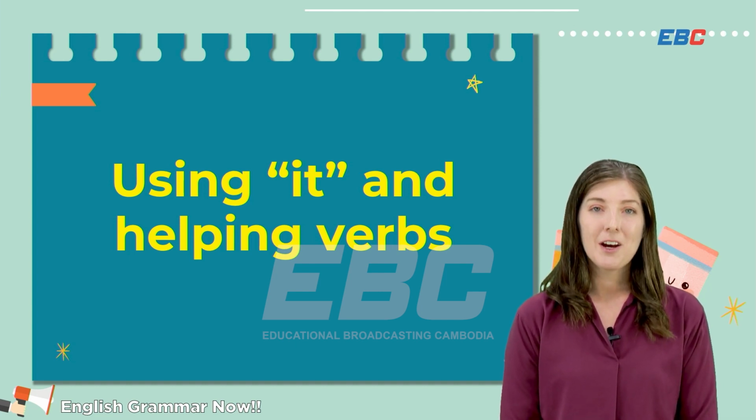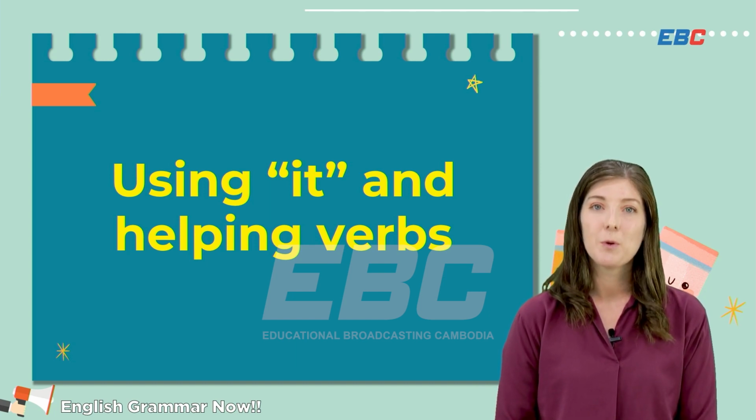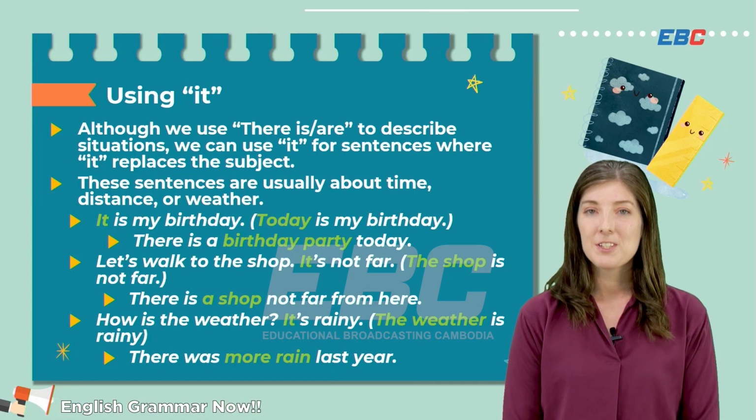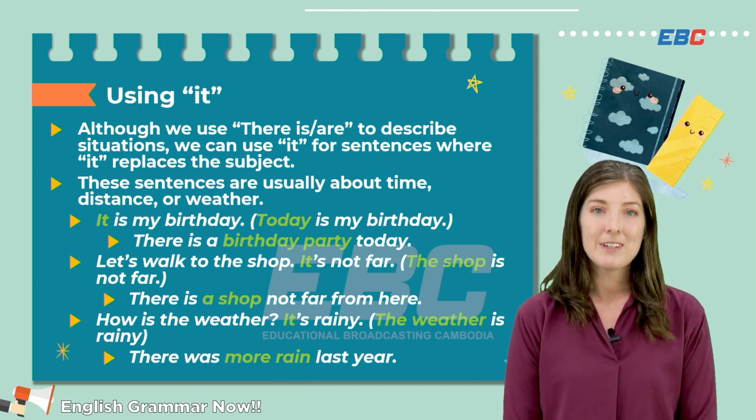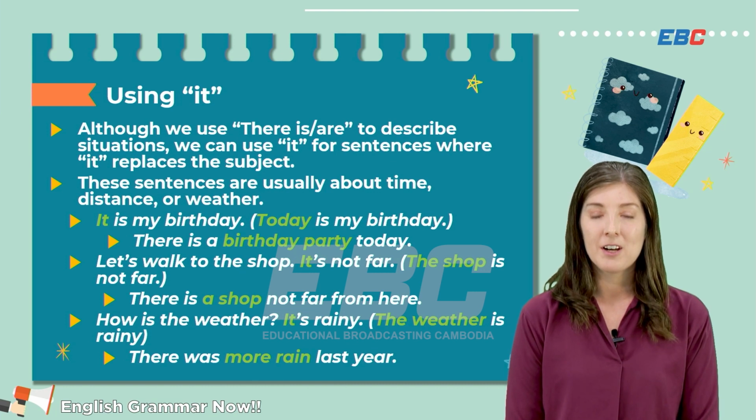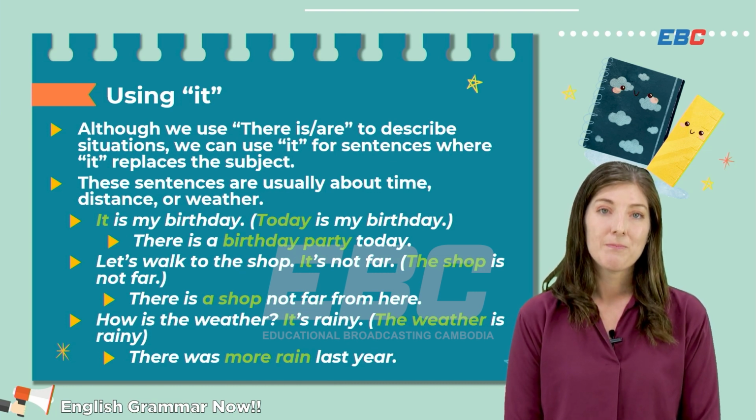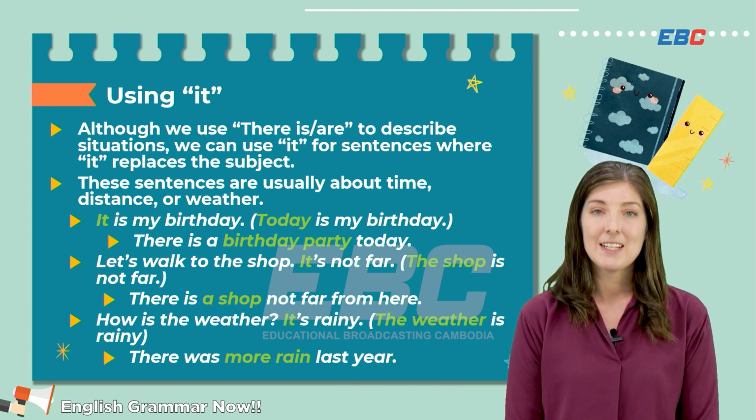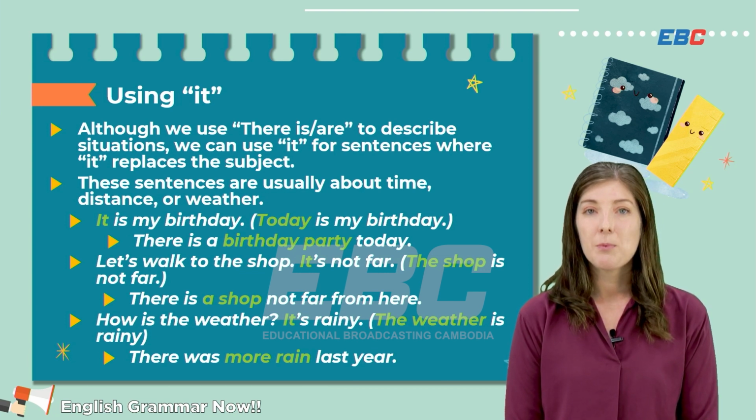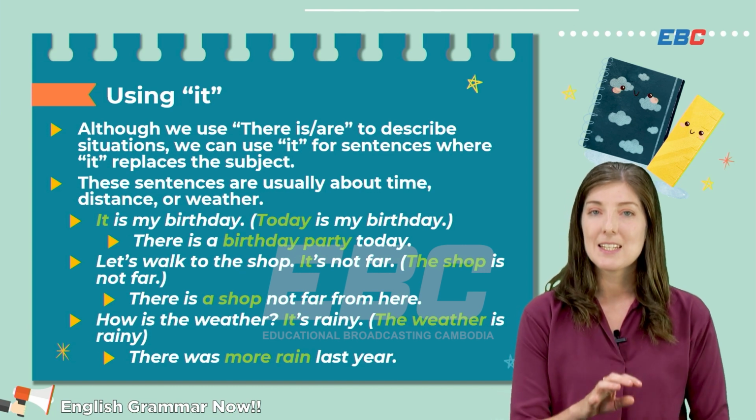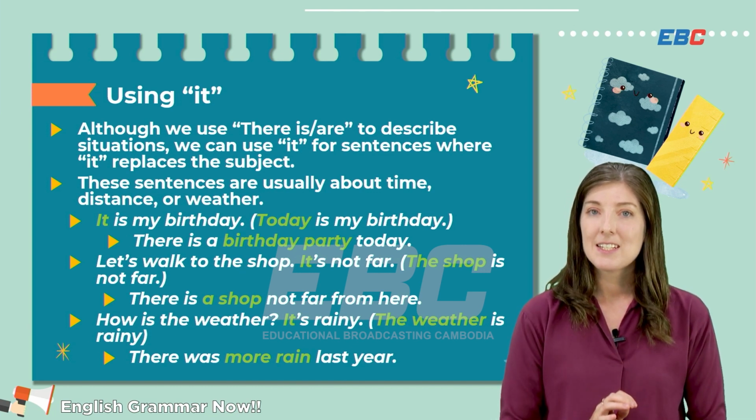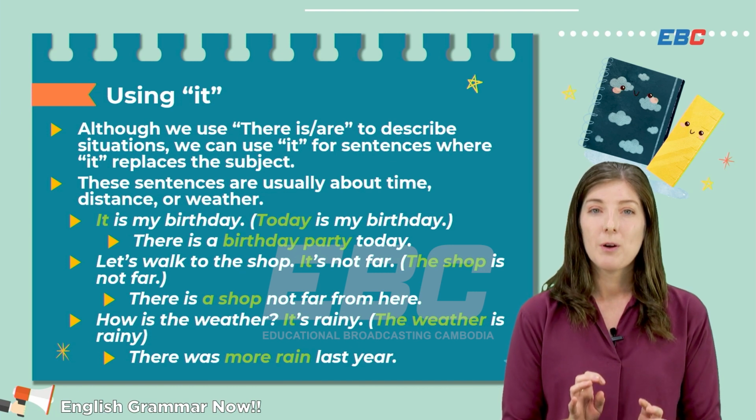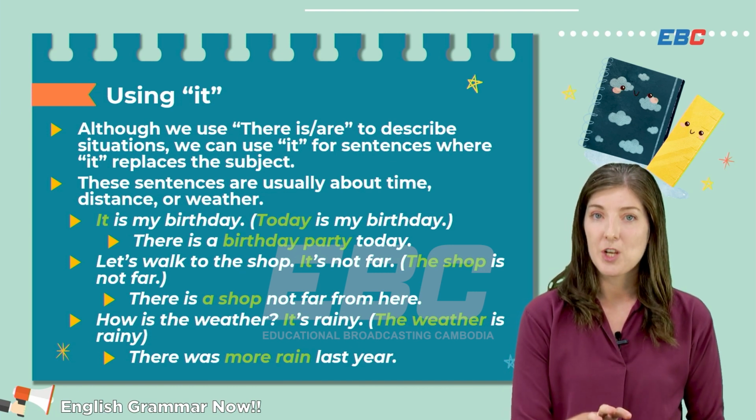Today, we're going to be talking about using it as well as some things we can do with helping verbs. First of all, let's talk about using it in a sentence. In our previous episode, we talked about using there is or there are to describe situations. We can also use it in sentences. It is a pronoun, so it replaces the noun. In sentences that begin with it, our pronoun it is replacing the subject.